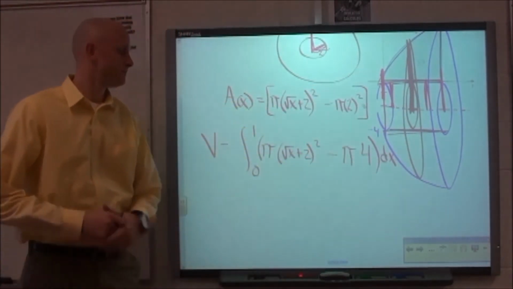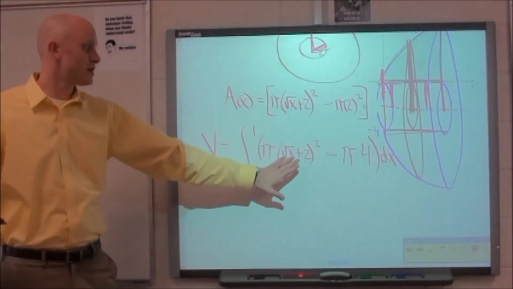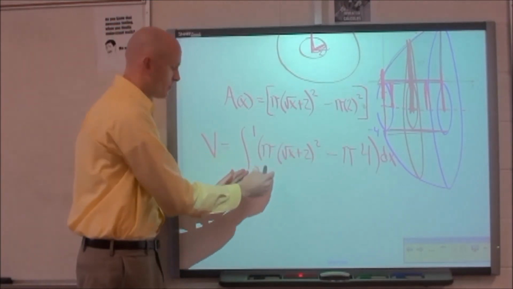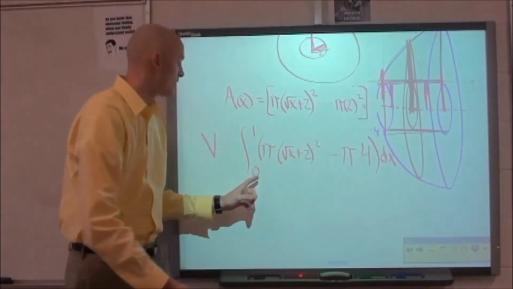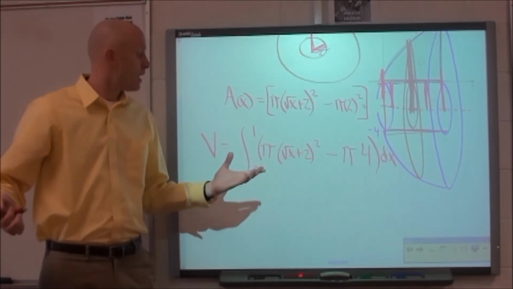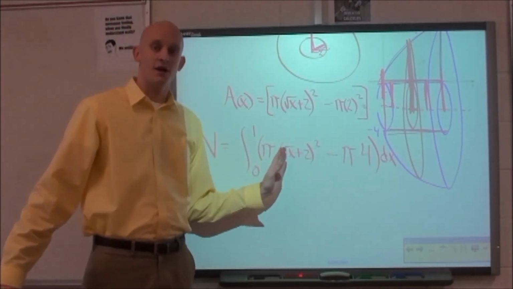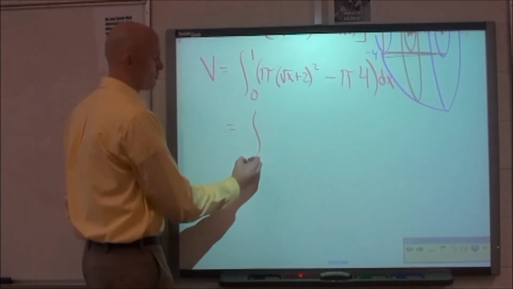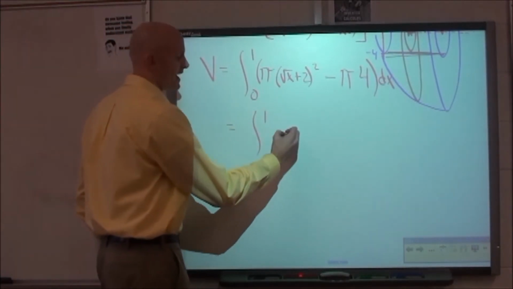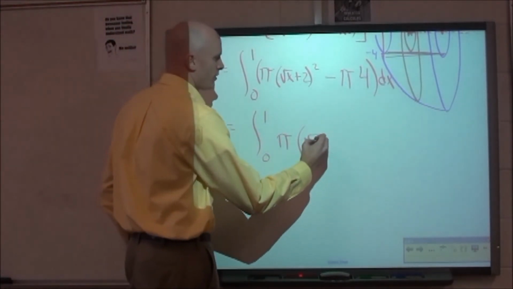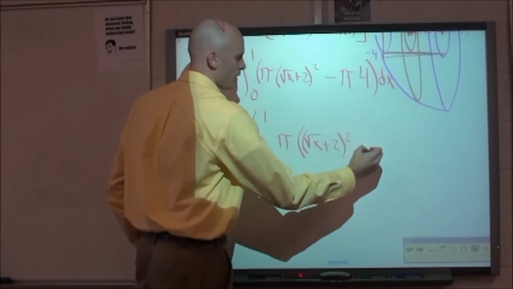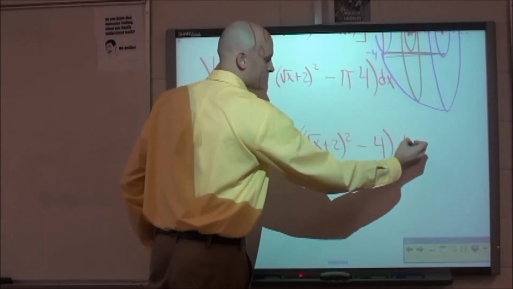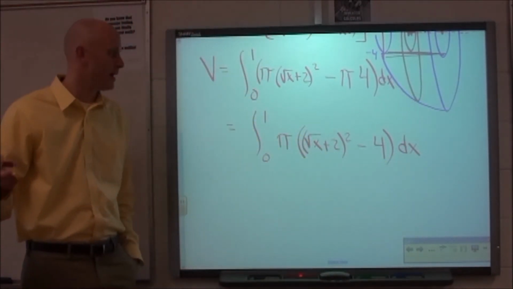2 squared is 4. Simplifying, you can simplify this using your properties of definite integrals. If you want to integrate this one separately from 0 to 1 and integrate this one separately from 0 to 1, that is fine. If you want to simplify in here, that will work as well. If I think about simplifying inside here, I know this is equal to the integral from 0 to 1. If I factor out a pi, it would be the square root of x plus 2 squared minus 4 dx. And then we can integrate from there.